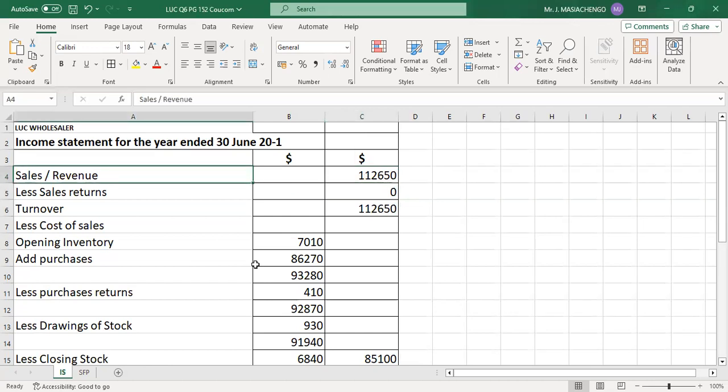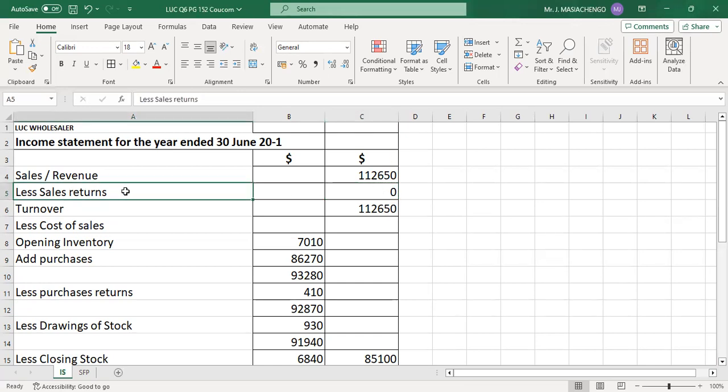In this case, you can actually see that our revenue is 112,650,000. This is the goods that we have sold. In this case, Lucky is a wholesaler, so it means he or she has sold goods worth how much? 112,650,000. Then when we say less sales returns, we are referring to goods that could have been returned by our customers. We are selling goods to our customers. Some customers might not be very happy, so they can return some goods. It's allowed to return goods when they are not happy.